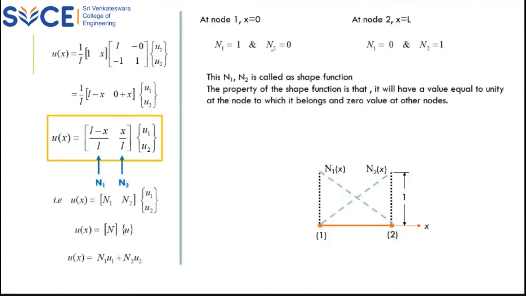The property of the sequence is that the value is equal to unity at the node to which it belongs and 0 on the other nodes. So for 1, n1 is the base, so n1 is 1, whereas n2 is 0. For 2, n2 is the base, n2 is 1, n1 is 0. We also call this a Lagrange interpolation function. Now we'll deal with the stiffness matrix.